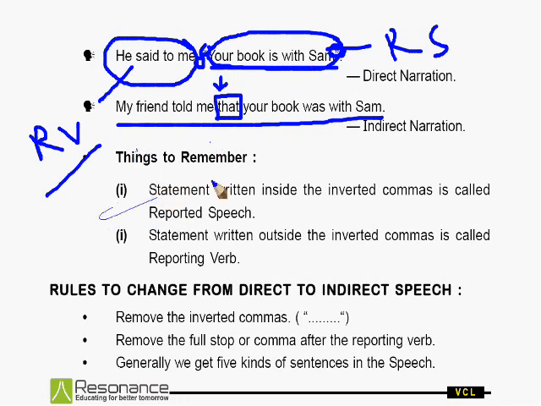Now things to remember. After this, let us come straight away to the rules to change direct to indirect speech. What actually are the rules? Now first rule, that is, we should remove the inverted commas. As I told you right now, this one will be the direct narration and this one will be the indirect narration. In doing so, we will remove these inverted commas.